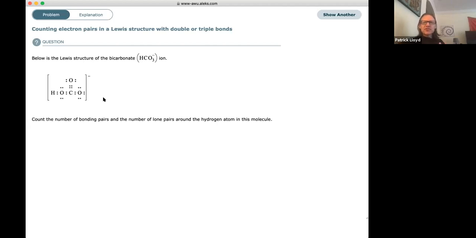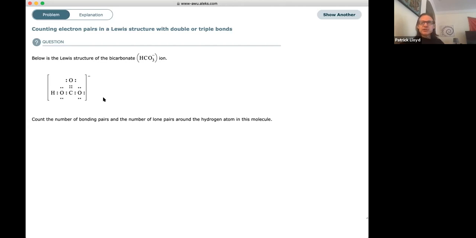Now here's an ion. This is an anion, counting the electron pairs in those structures with double or triple bonds. So notice we can have more than 1 bond between atoms. It's very common. Oxygen, very common for it to have 2 bonds. Nitrogen, very common for it to have 3. Carbon's pretty cool. It can have 1 bond, 2 bonds, or 3 bonds to 1 different atom. And we call those double and triple bonds.